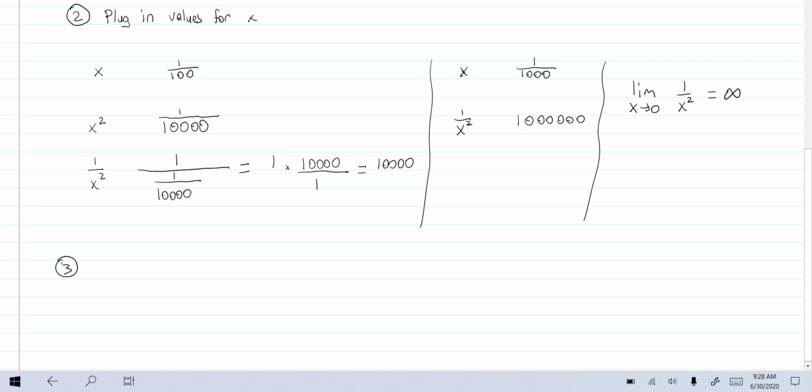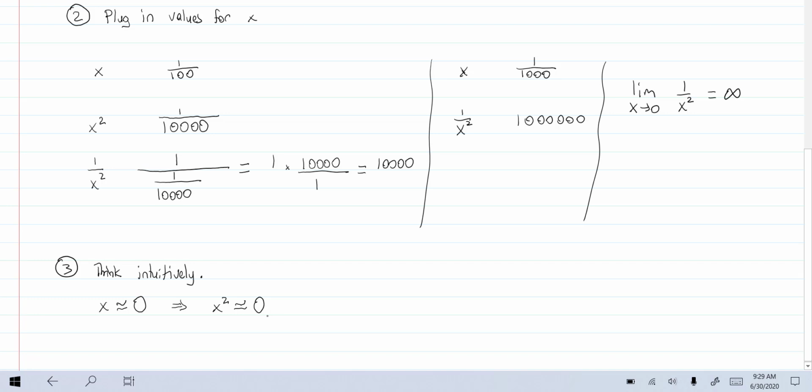Now a third method of sorts is really to just think intuitively about the problem. Okay, so here's what I mean. Since x is approaching 0, we can treat x as being really close to 0, in which case x squared should also be really close to 0.